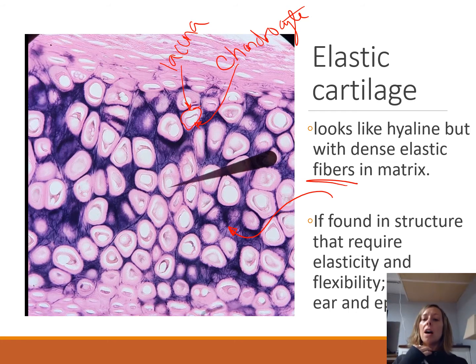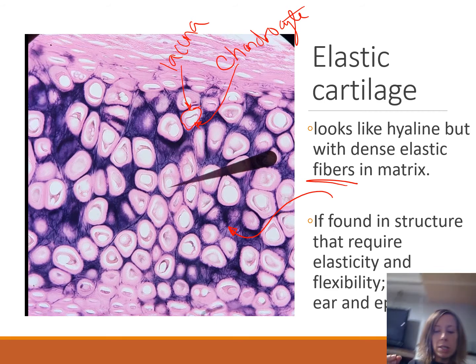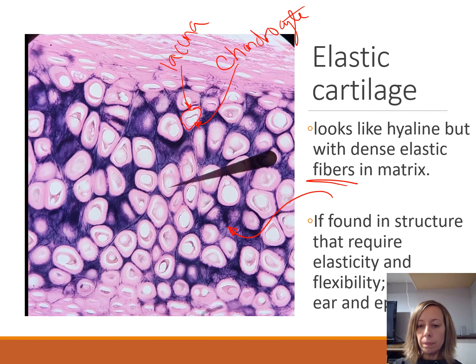Elastic cartilage. Our epiglottis, which is like the flap that covers our wind tube and our esophagus, it flaps like this all the time. That needs to be able to move a lot. That's going to be elastic cartilage. So any place where we need a lot of movement, we have elastic cartilage.